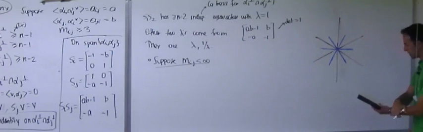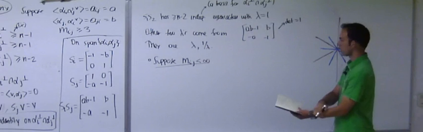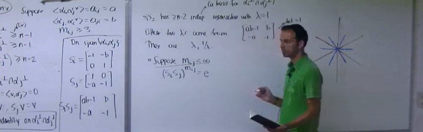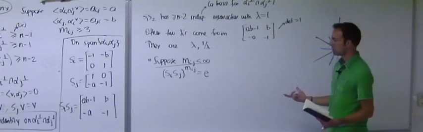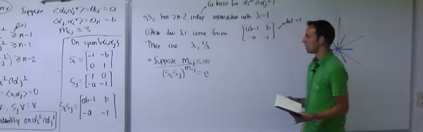So now, first let's suppose that Mij is finite. What does that mean? That means that Sij to the Mij is the identity, right? And in particular, that must mean that if I raise this matrix to the Mij power, I'm going to have to get the identity matrix. But let me put this in a different way.